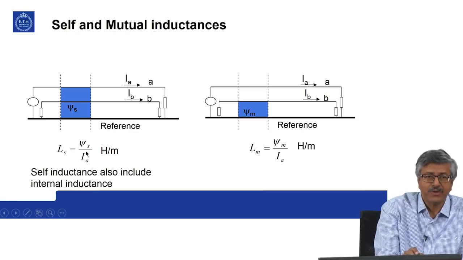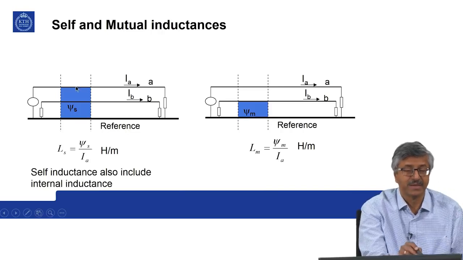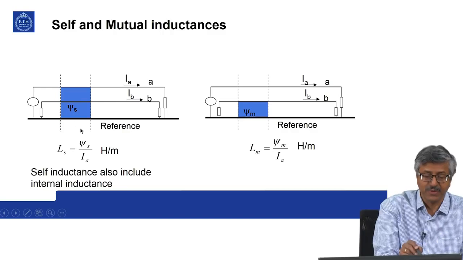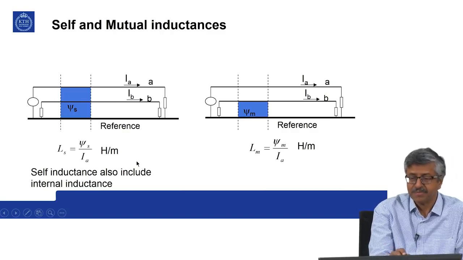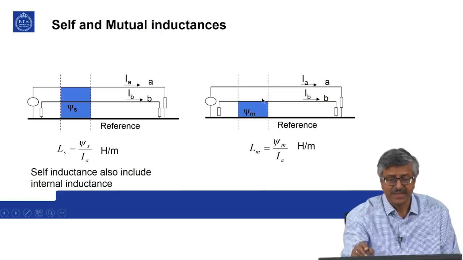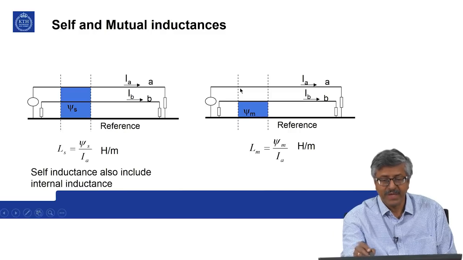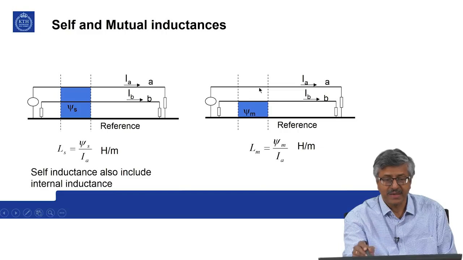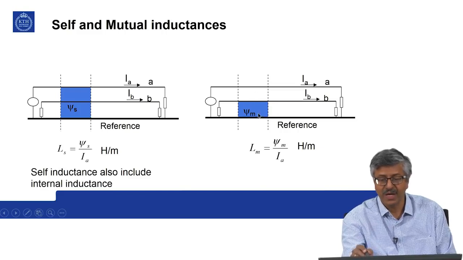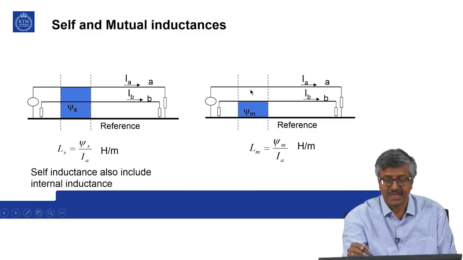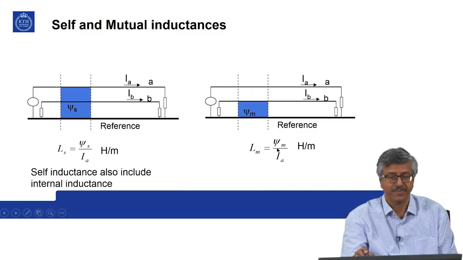So, self inductance will also include the internal inductance of this wire. Internal inductance of the wires also will be included in self inductance. Now, in the mutual inductance, you take this current, you see how much of the flux will couple with the circuit B. That flux, mutual flux divided by this current, is called mutual inductance, henries per meter.